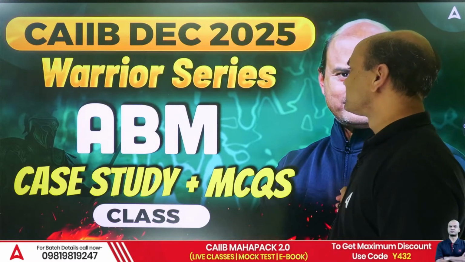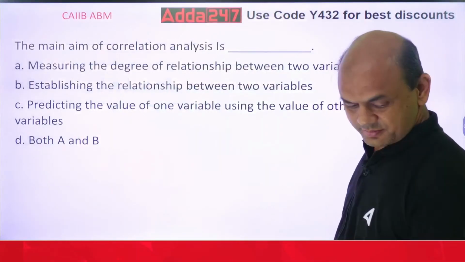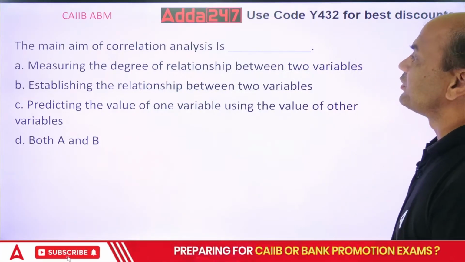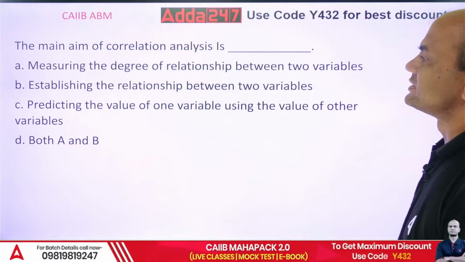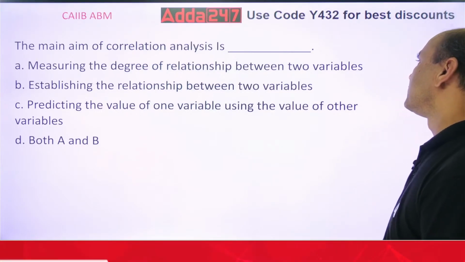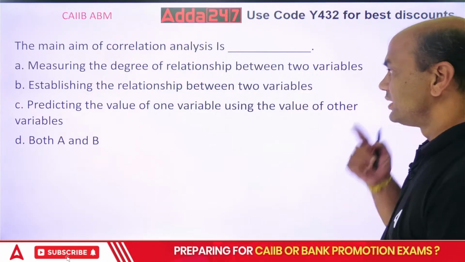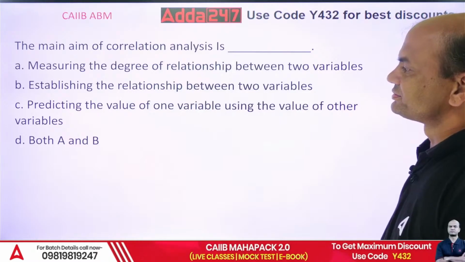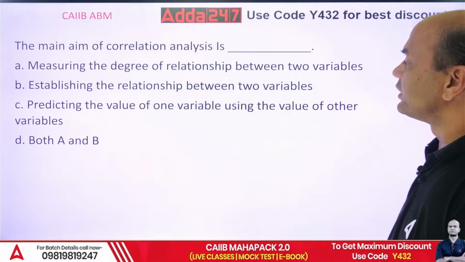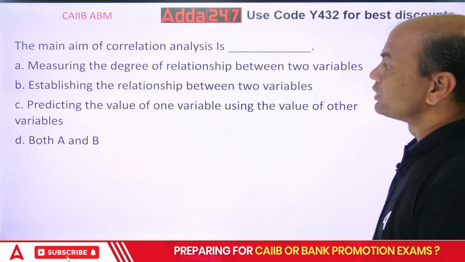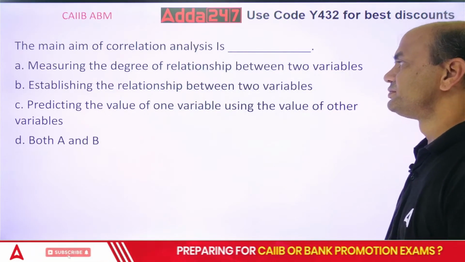First question. The main aim of correlation analysis is: measuring the degree of relationship between the two variables, establishing the relationship between the two variables, predicting the value of one variable using the value of other variable, or both A and B. So which one is correct?